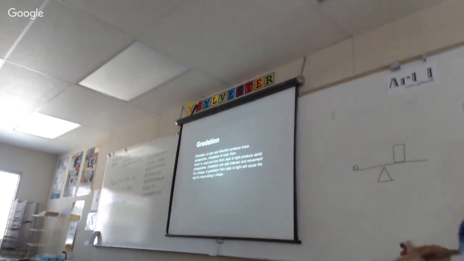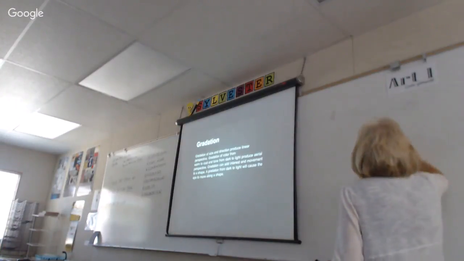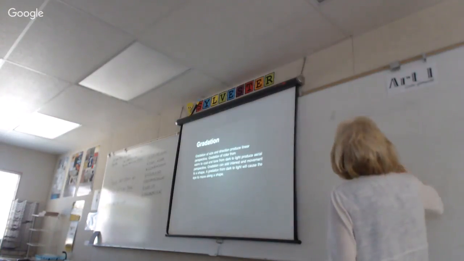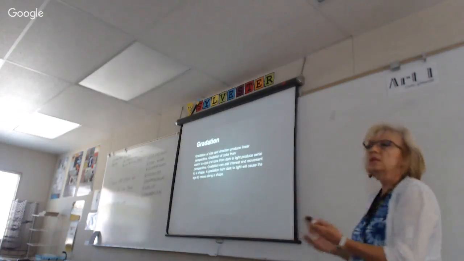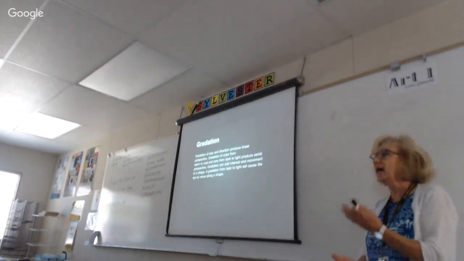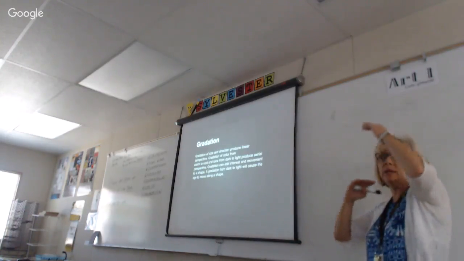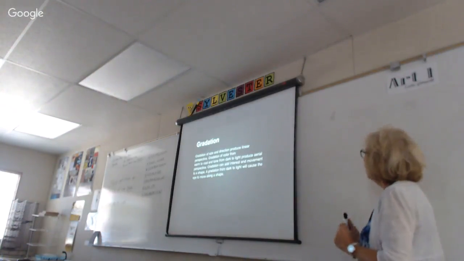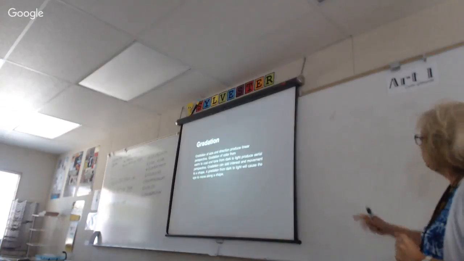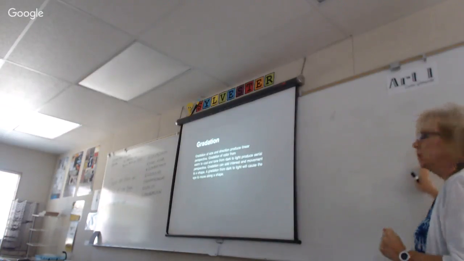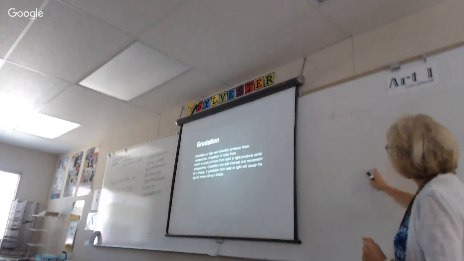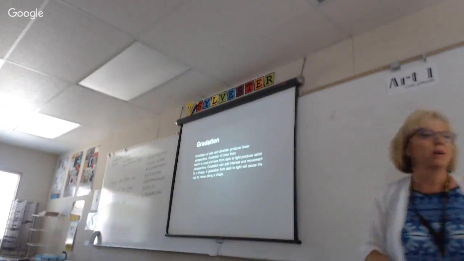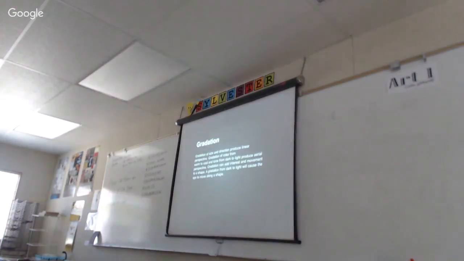Okay, so when we're talking about a gradient, it is how things are in sequence. So your grade in this class is basically on a gradient, A, B, C, D, F. When you're talking about value, you're talking from light to dark. So that when you're talking about a middle value, it's on the middle part of the value scale.